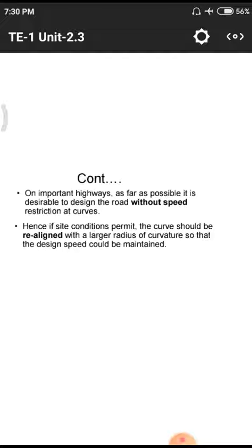Next one, where the site conditions permit, the curve should be realigned with a larger radius of curvature so that the design speed can be maintained. That means in some cases, due to the small radius of the curve, accidents may occur. We have to focus on those conditions. What are the major factors for those accidents? How do we reduce them? What are the minimum factors we need to maintain? Is there any characteristic of the soil or any other damage? We need to assess all those things, and implement proper principles and rules by redesigning or realigning the roads.